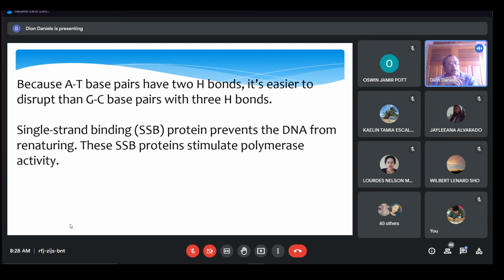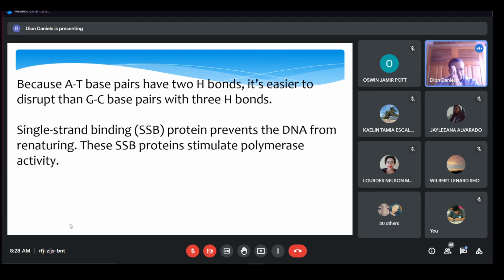Single strand binding proteins, which are abbreviated SSB. All right, so SSB stands for single strand binding proteins, not Social Security Board. So these proteins prevent the DNA from renaturing. And these SSB proteins stimulate polymerase activity.